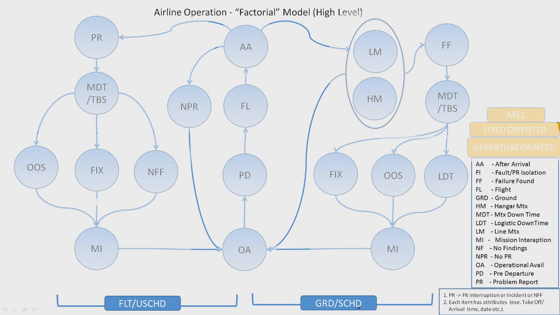Okay? Let's move 1 level down and start building our factorial model. First of all, we said the number 1 contributor is aircraft, so we need aircraft. It gives us the operational availability state. If the aircraft is scheduled for the next flight, then we have the pre-departure state. We have to service the fuel system, water system, etc.